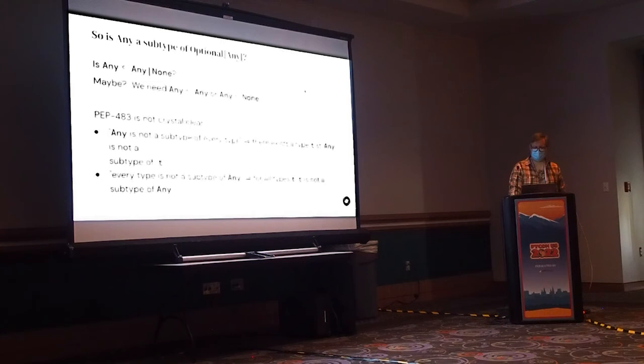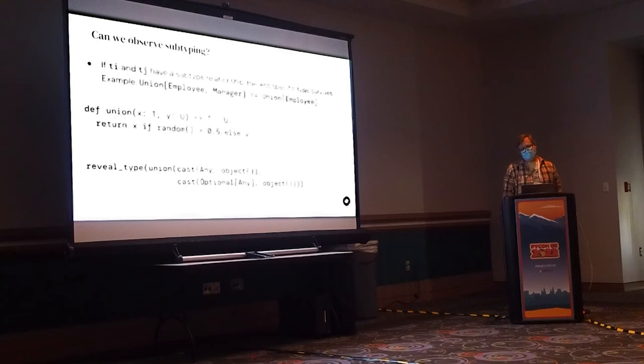So can we observe subtyping? Is there any place where we can observe subtyping? And there is one convenient place. We have a rule for unions that says that if we have two components of a union that have a subtype relation, we eliminate the subtype from the union. So the example is that Manager is a subtype of Employee, and we'll eliminate Manager from the union.